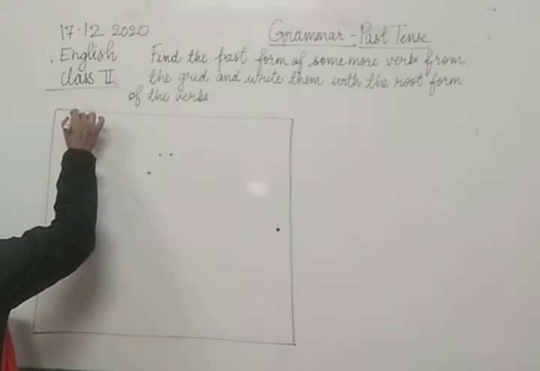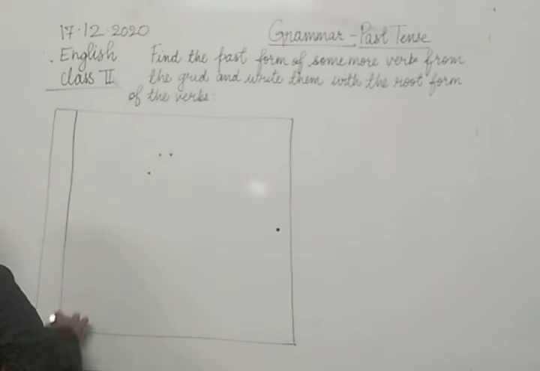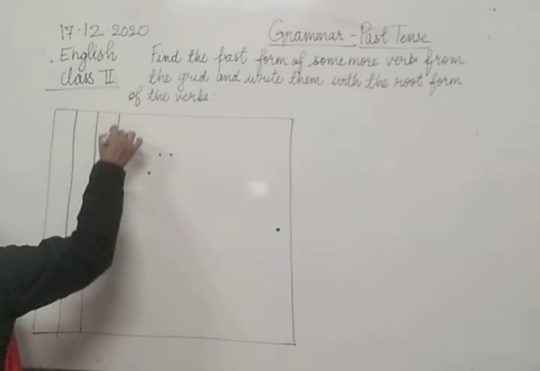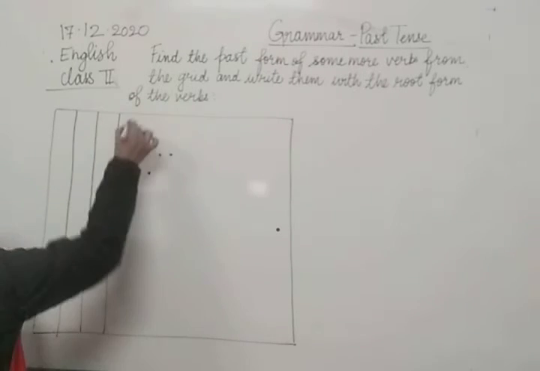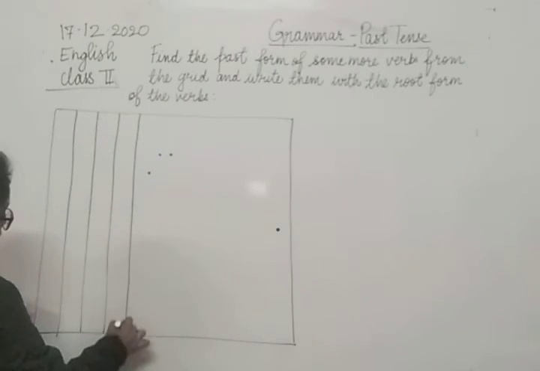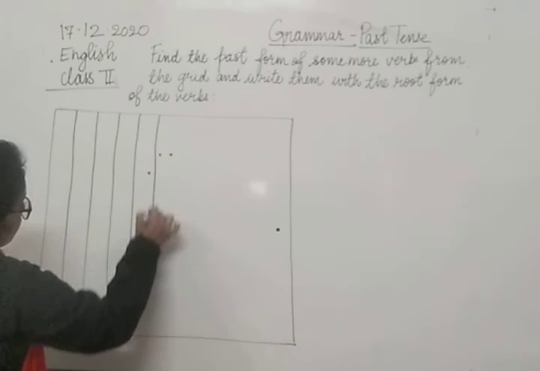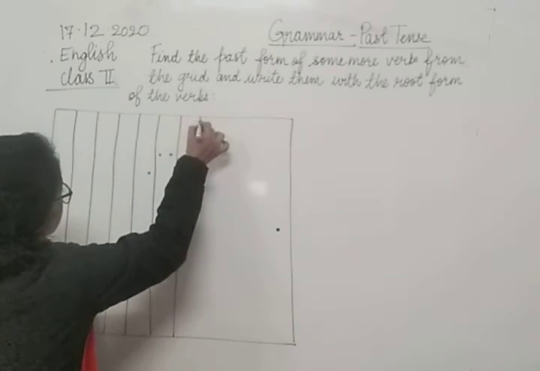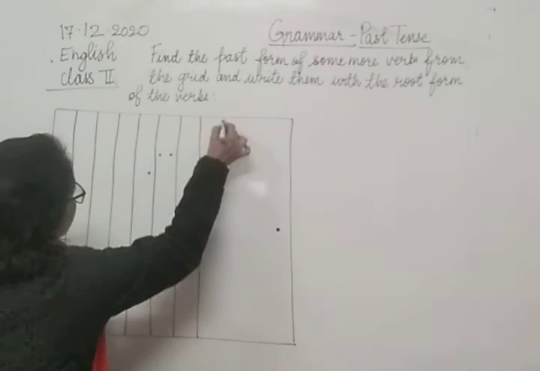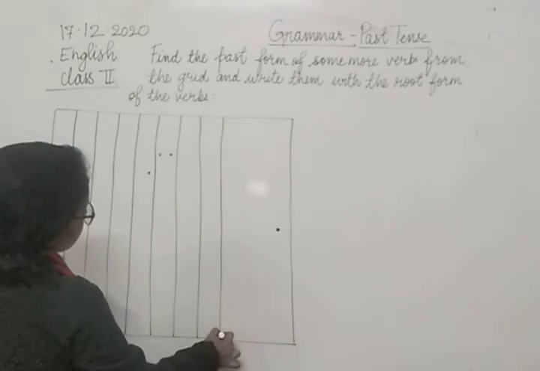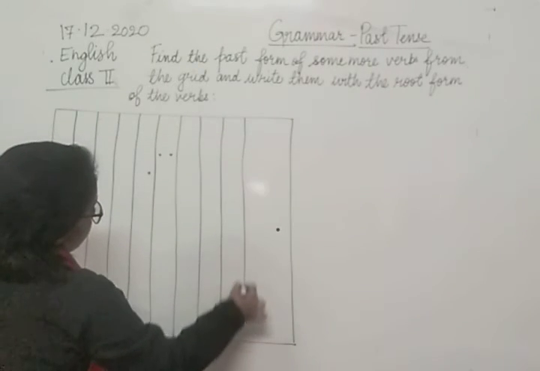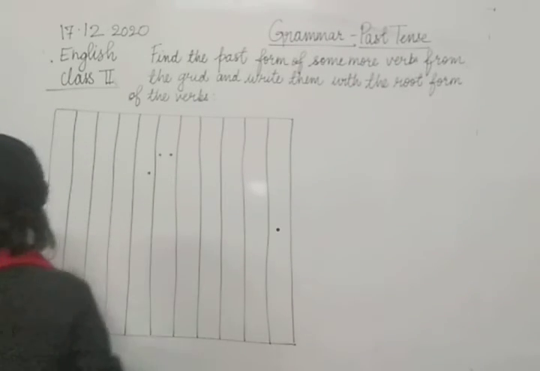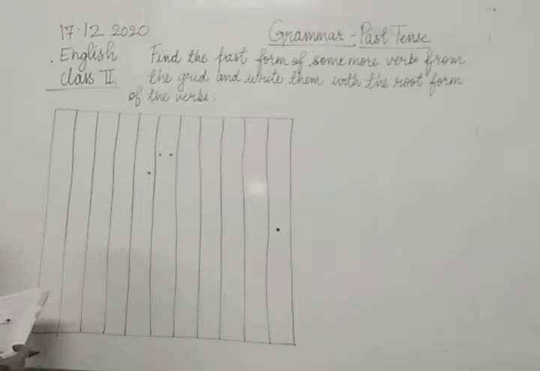Draw lines first. 1, 2, 3, 4, 5, 6, 7, 8, 9, and one more, 10. Okay. Now here 1, 2, 3, 4, 5, 6, 7.